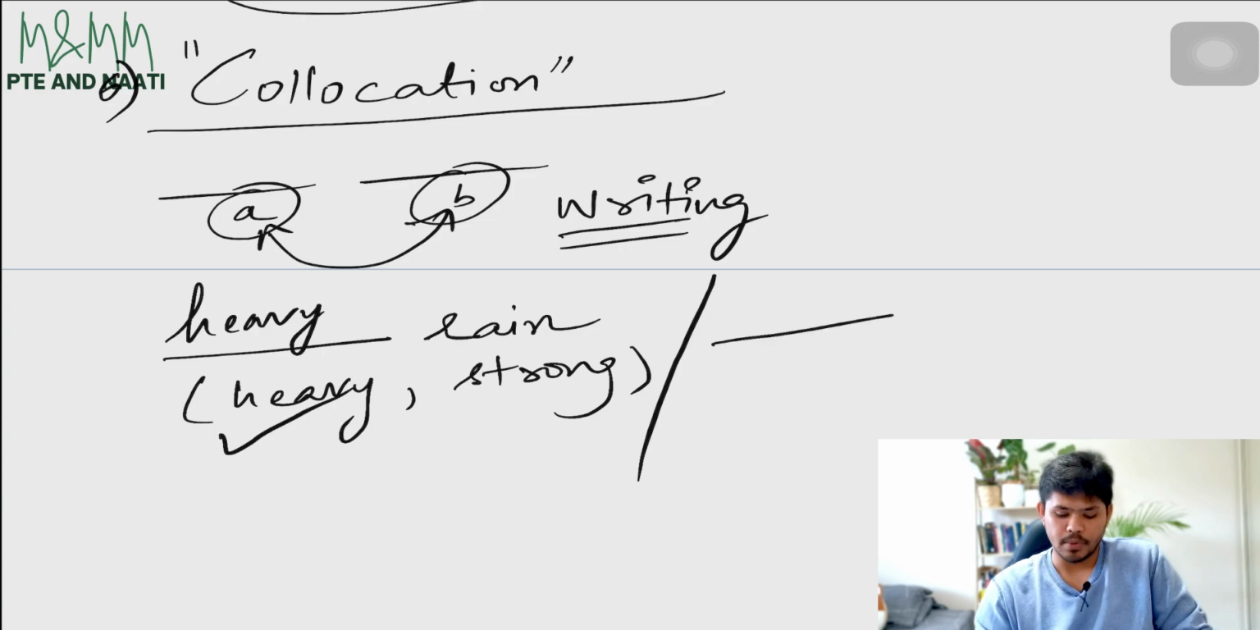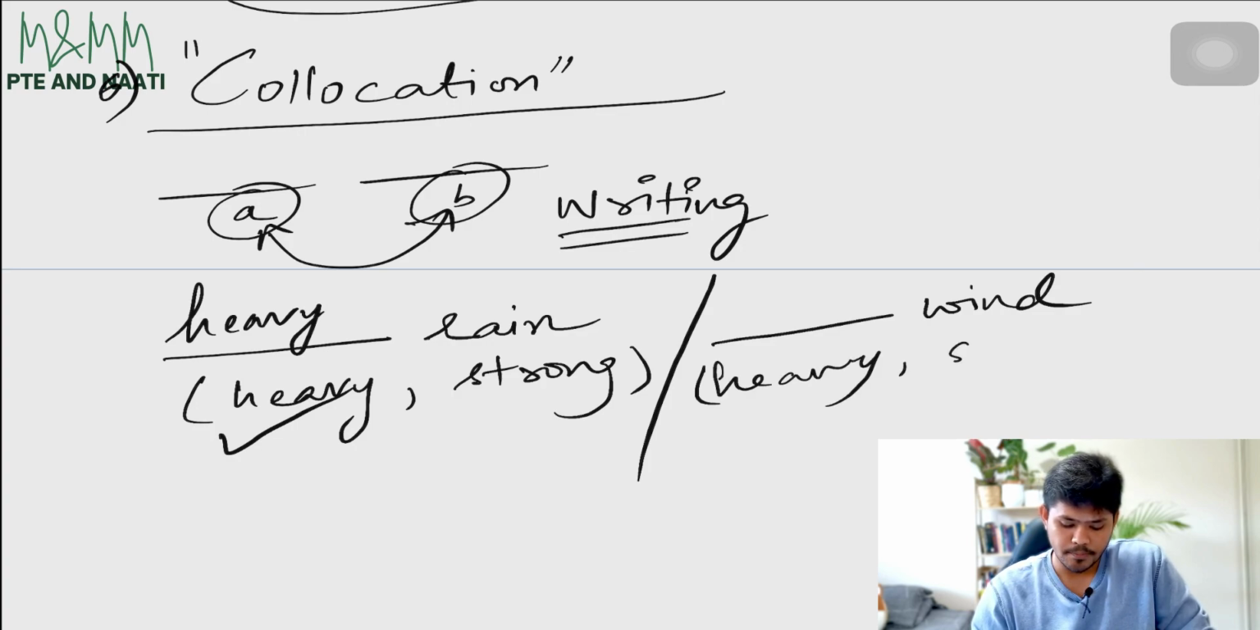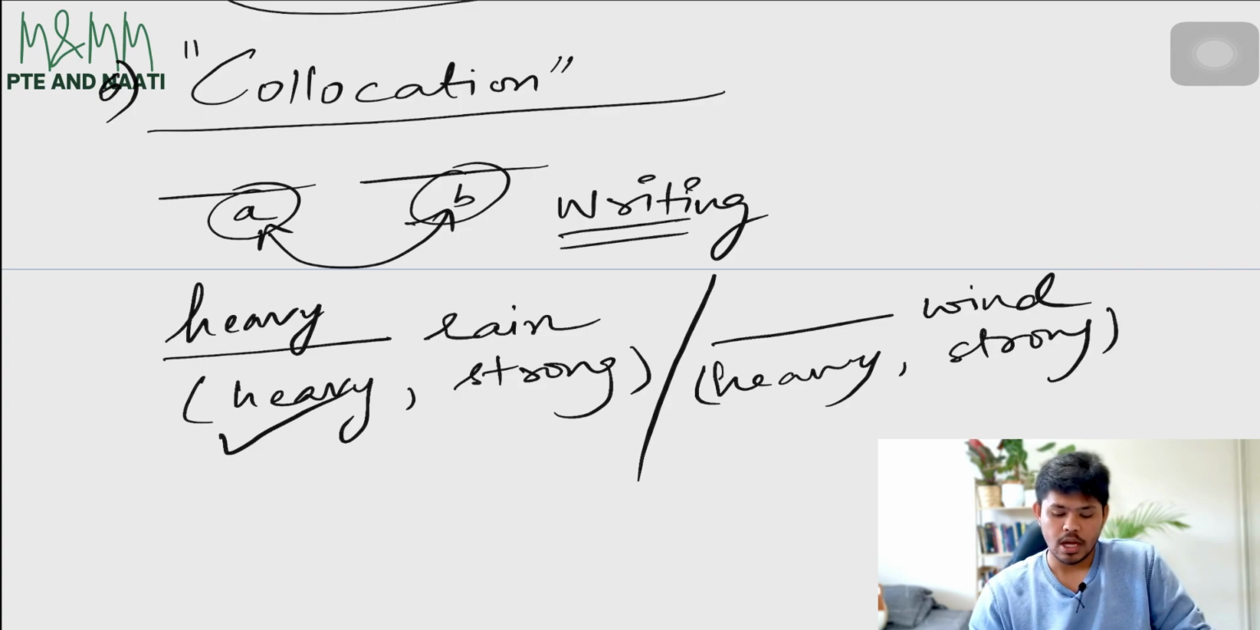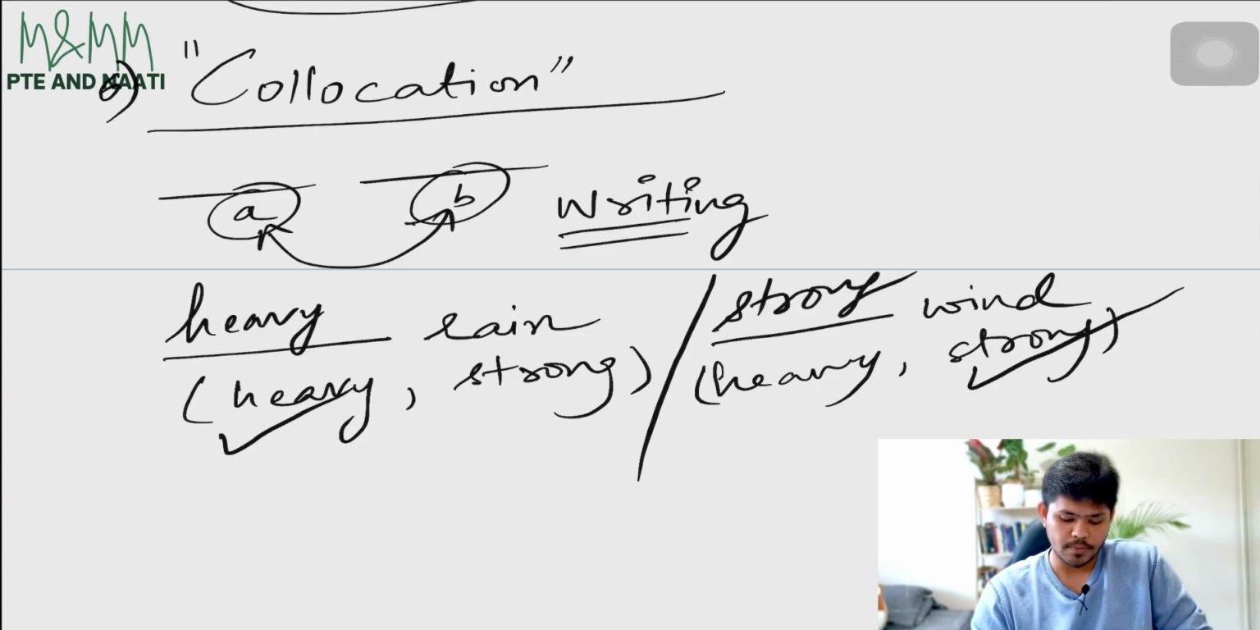Let's take another example: dash wind. Again, same options, heavy and strong. What is the correct answer? I hope you know the correct answer, and that is strong. So, strong wind. Most of you, I am pretty sure, got the correct answers, heavy rain and strong wind. Now my question to you is, why is heavy rain the right answer? Why is strong wind the right answer? Your answer is perfect. I agree with you.